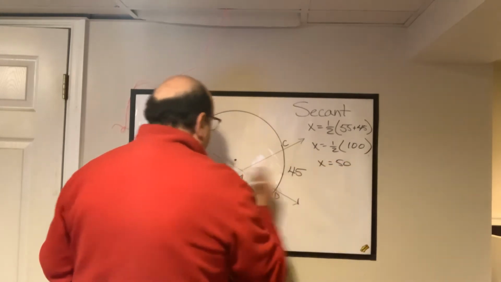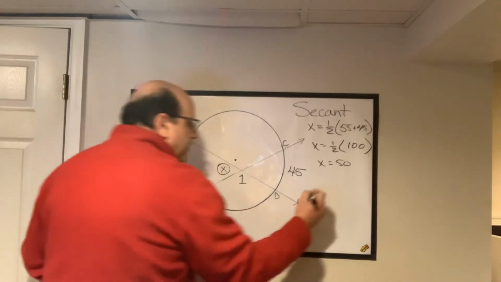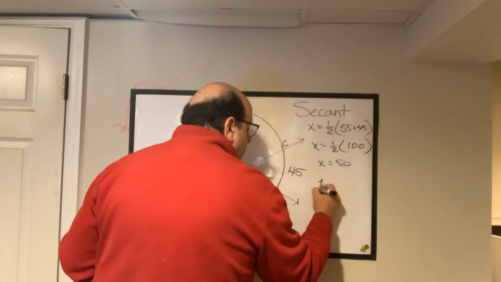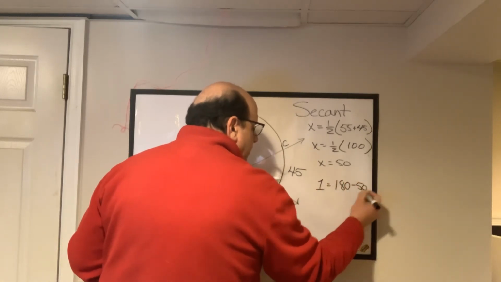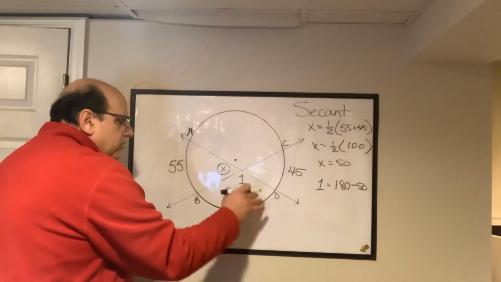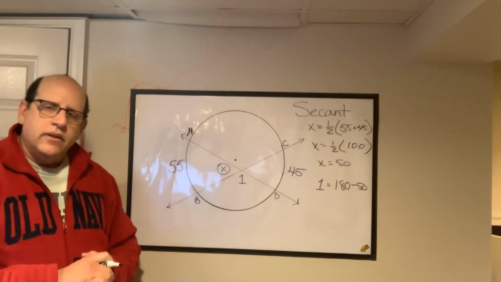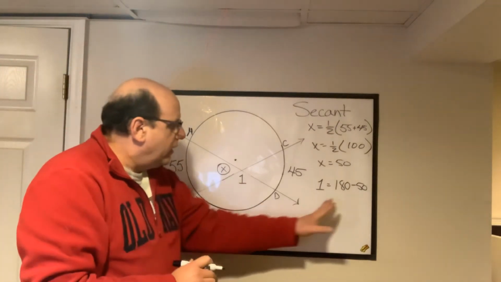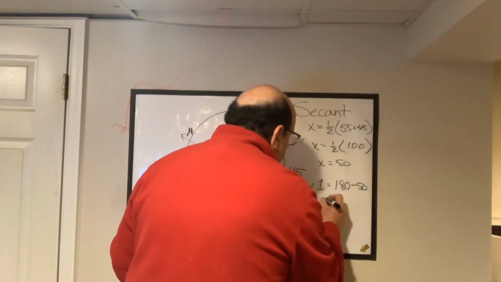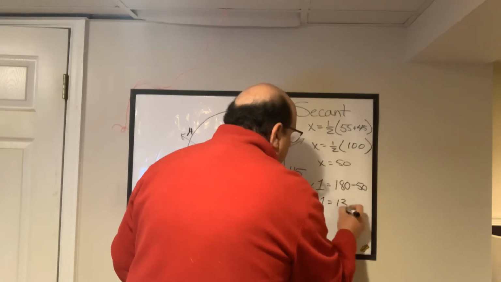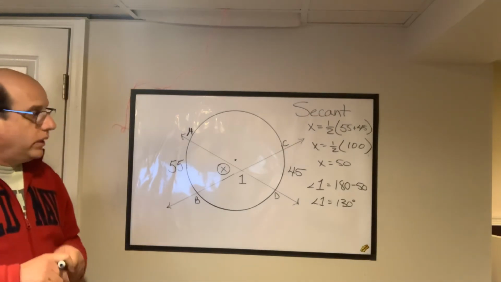Well, if X is equal to 50, I can take myself one step farther than that. Angle 1 is equal to 180 minus 50, right? Because these two angles are supplementary. They're adjacent to each other on a line. Therefore, they have to equal 180. So 180 minus 50 equals angle 1, and angle 1 therefore equals 130 degrees. And now I know this isn't proportional. It's pretty close, but it's not really proportional.